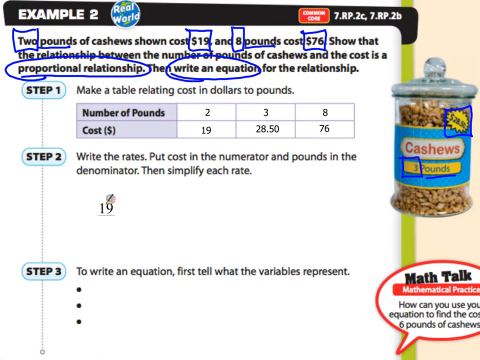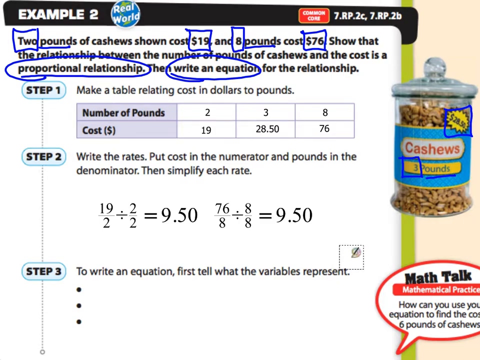Okay, I'm now going to write my rates. So I have my rates: the $19 for 2 pounds, which costs $9.50 per pound. I then have the $76 for 8 pounds, which when I divide for the cost per pound, I found was $9.50 per pound.